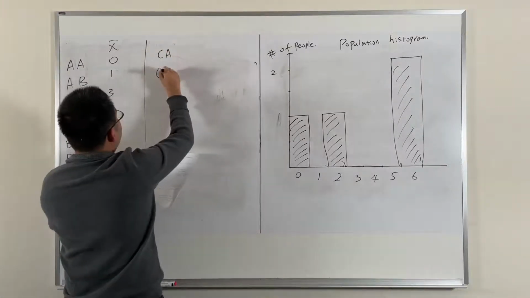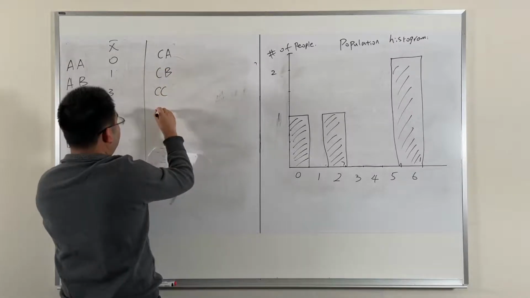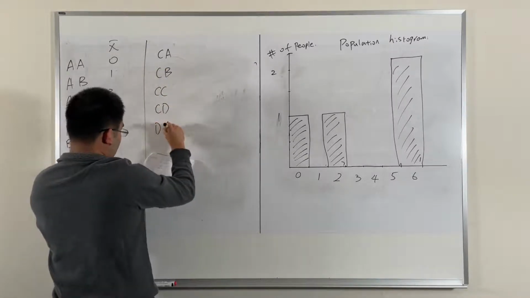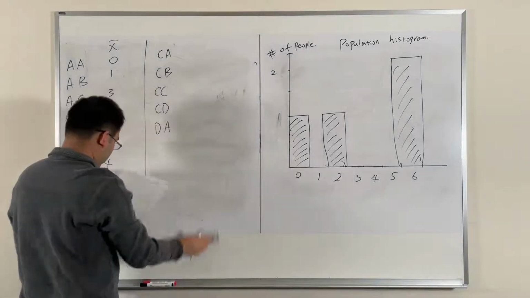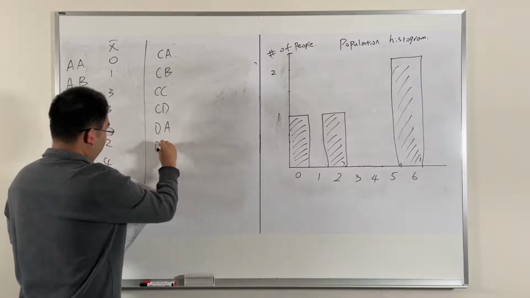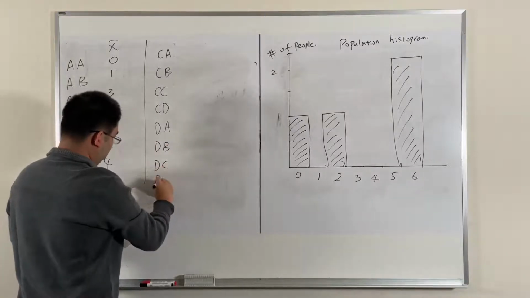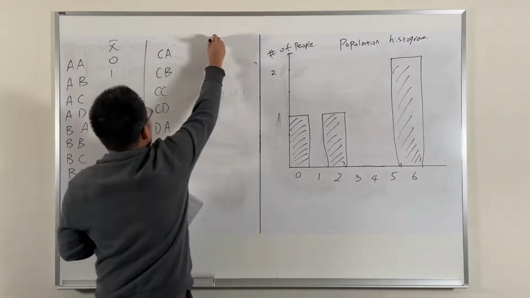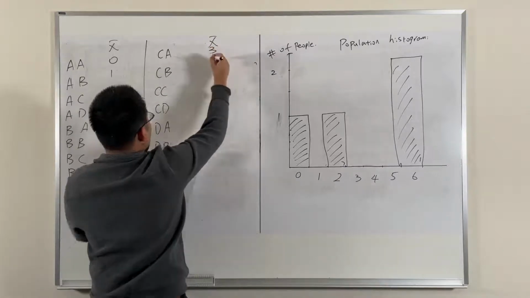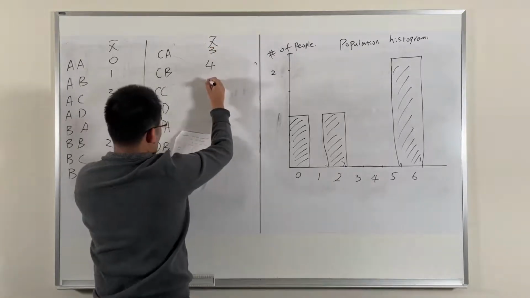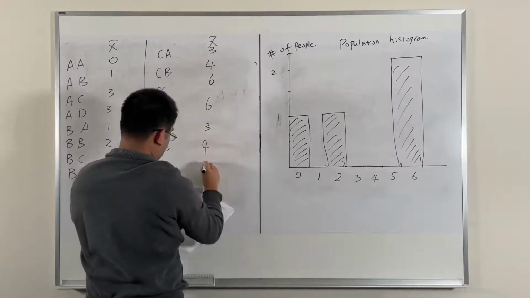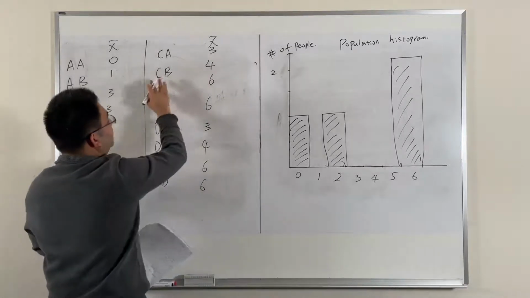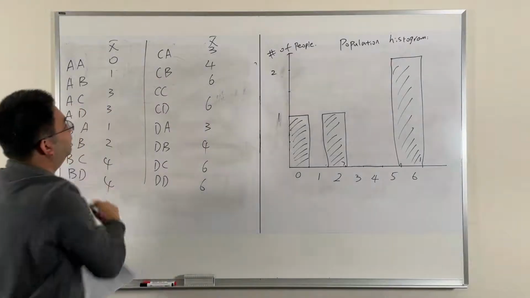CA, CB, CC, CD, DA, DB, DB, DC, and DD. Again, same thing, 3, 4, 6, 6, 3, 4, 6, 6. Again, this value, you just substitute and then divide by 2. Okay, cool.